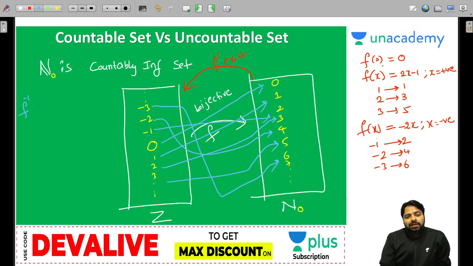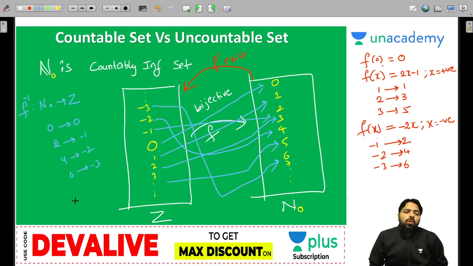F inverse maps from n0 to z. You know that. Now let's try. 0 maps to 0. Reverse. And even numbers I am trying. 2 maps to minus 1 and 4 maps to, reverse, minus 2 and 6 maps to minus 3.